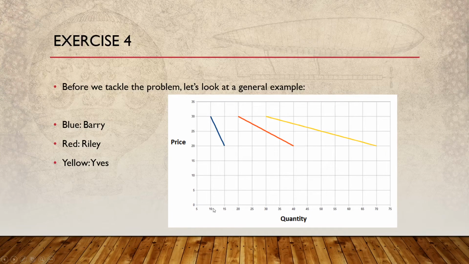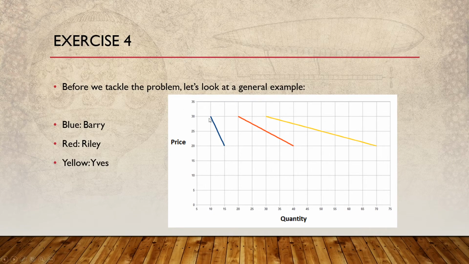So 10 units for the same price of 30 euros. Riley, well, she will buy 20 units over here. Once again, for the same price, Eve will buy 30 units. Let's say we're buying DVDs over here. Okay, we're buying DVDs. Now, something happens and the price goes to 20 euros.